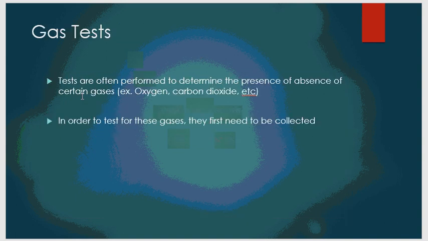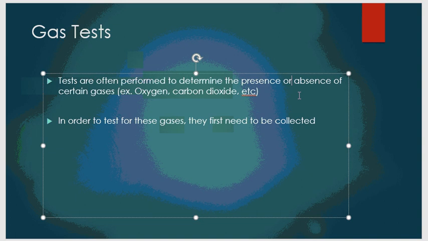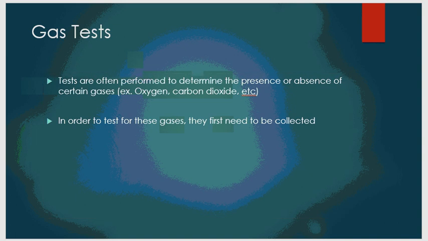Okay, so like I said, we often perform tests to determine the presence or absence of certain gases. So for example, hydrogen, carbon dioxide, oxygen. In order to test for those gases, they first need to be collected. Okay, so in this lesson, we're going to focus on collecting the gases, and the other video is going to be testing the gases.